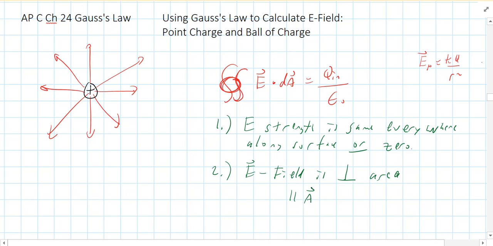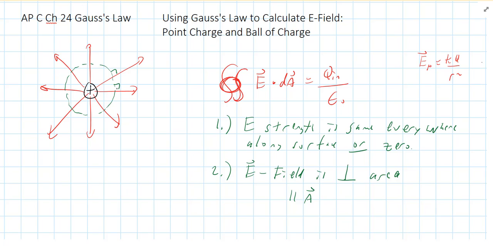Okay, so looking at our example for a point charge, what surface could I draw around the point charge such that the electric field would be the same everywhere along that surface and would be perpendicular to the surface at all points? Well, that's really simple. You're going to draw a sphere that surrounds the charge. The electric field is perpendicular to that surface at all points. And if I draw that sphere concentric with the charge, with the charge at the dead center of the sphere, the electric field strength will be the same everywhere along that green sphere that I drew.